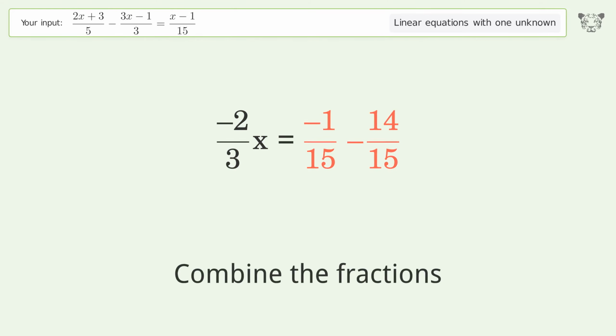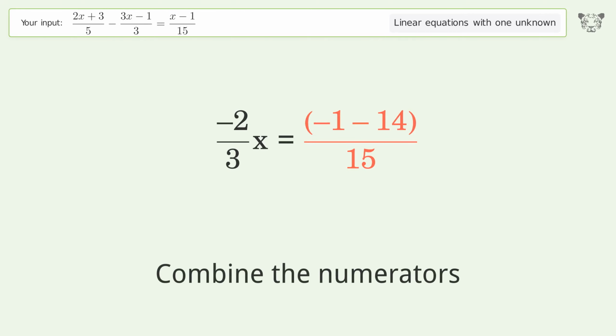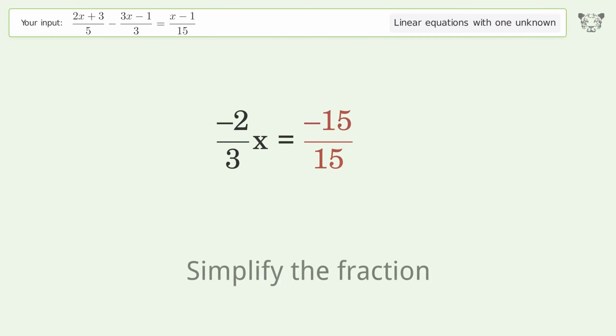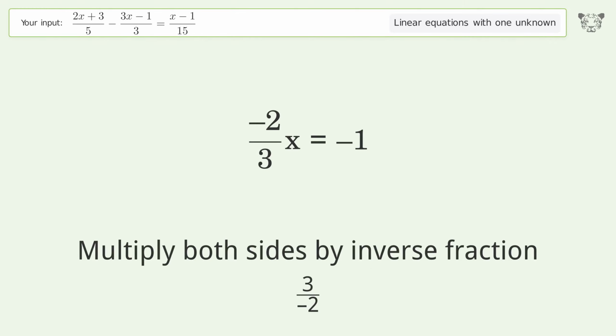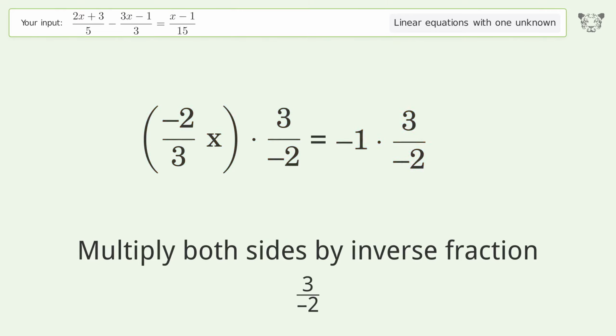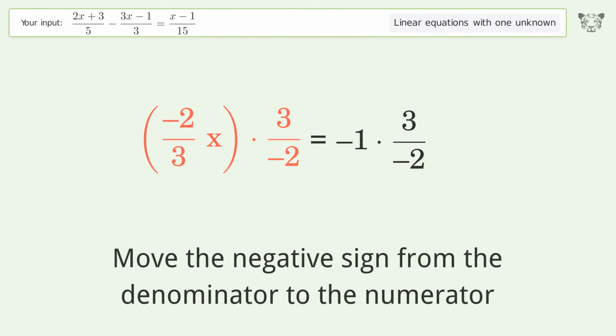Combine the fractions. Combine the numerators. Simplify the fraction. Isolate the x. Multiply both sides by inverse fraction 3/2. Move the negative sign from the denominator to the numerator.